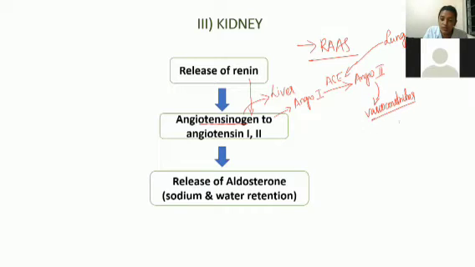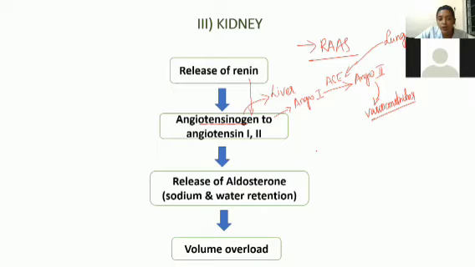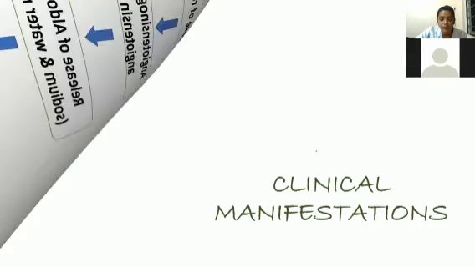So this will also try to increase the BP. Aldosterone also will be secreted. Angiotensin 2 will stimulate the adrenal cortex to release aldosterone, so that sodium and water retention will occur. So finally, it will lead to volume overload. So that's why heart failure patients are so edematous. In this way, the volume overload also will happen for the heart failure patients.